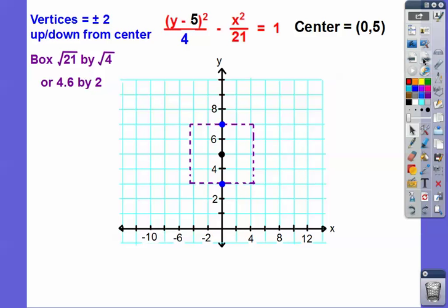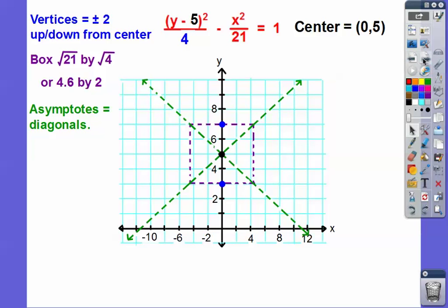Okay, all right, and then go up and down 2, and then we're going to connect the diagonals of that guy. Okay, and then those are the asymptotes for our hyperbola. So then we just flare out the hyperbola towards those asymptotes, and there's our graph right there. Okay, one thing I didn't do was get the focus, but we could have, no problem, you guys.